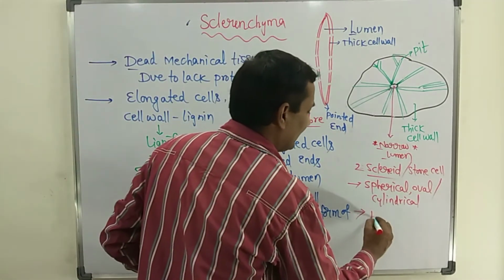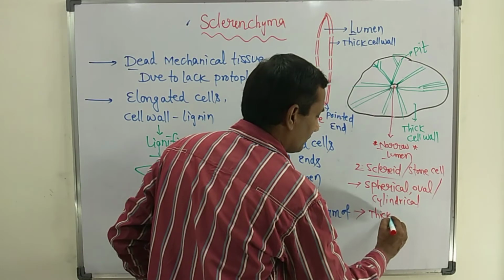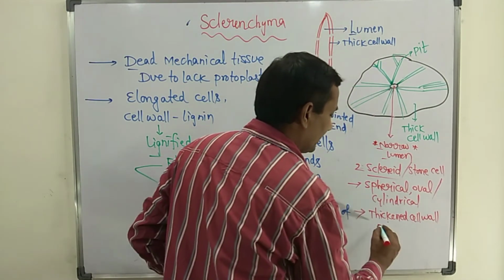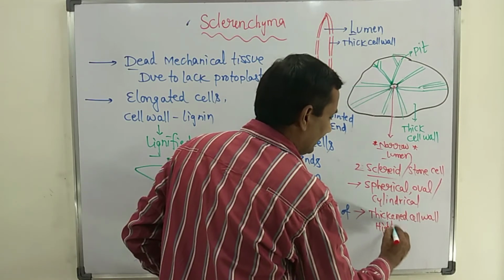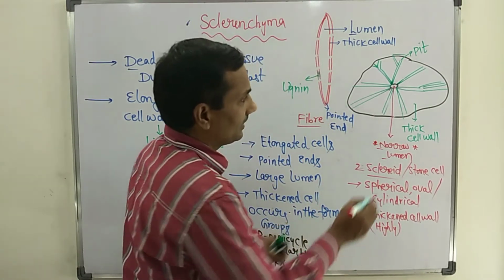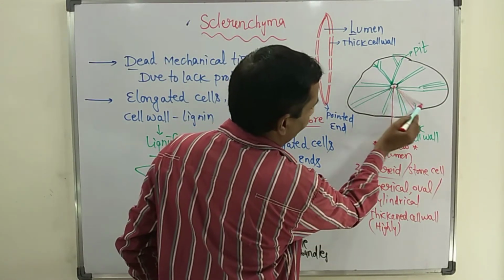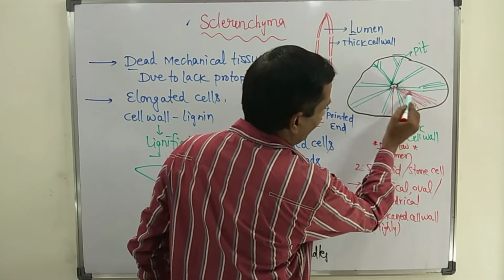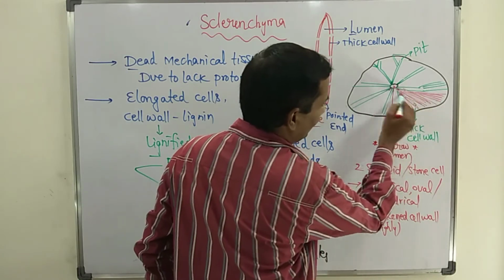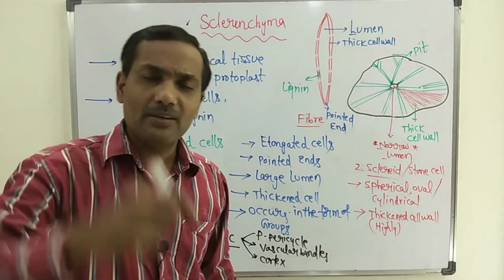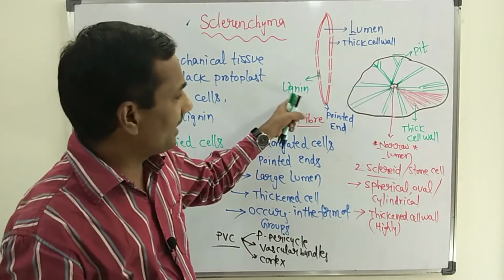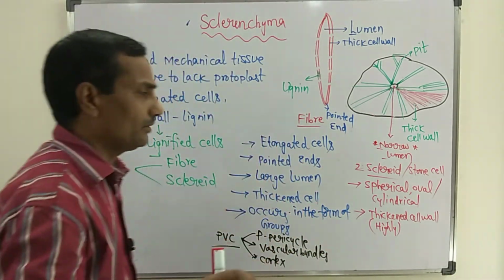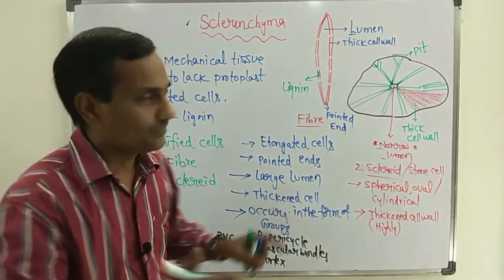Next, highly thickened cell wall. You can find a thickened cell wall, and the thickness is very high. This is the total cell wall of the sclerid. Once you observe from here to here, that is the total lignified wall only. The cell wall is much thicker compared to the fiber.